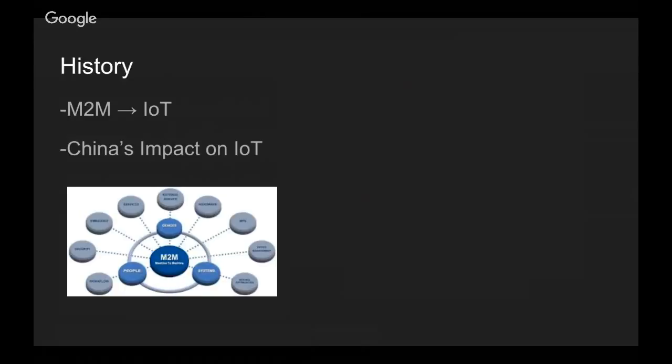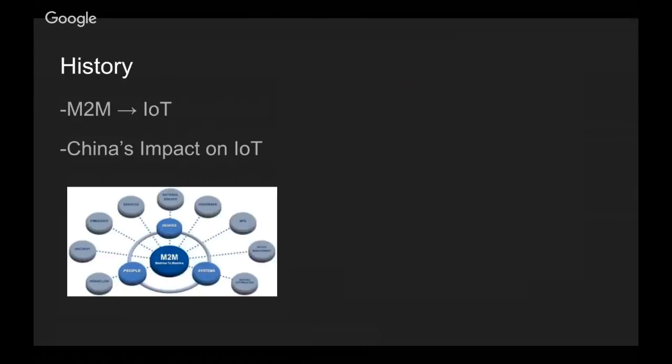A little bit more about the history of the Internet of Things. IoT has evolved from M2M, which is machine-to-machine communication, or the connection of machines through a network. The Internet of Things takes this concept to the next level in the sense that sensor networks of billions of devices connect not only machines, but people, systems, and other applications.